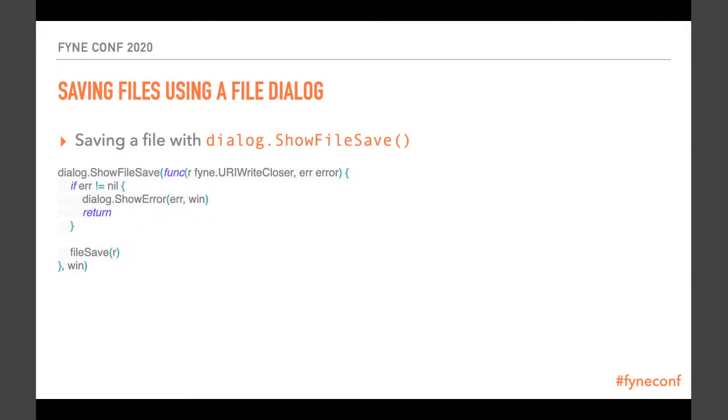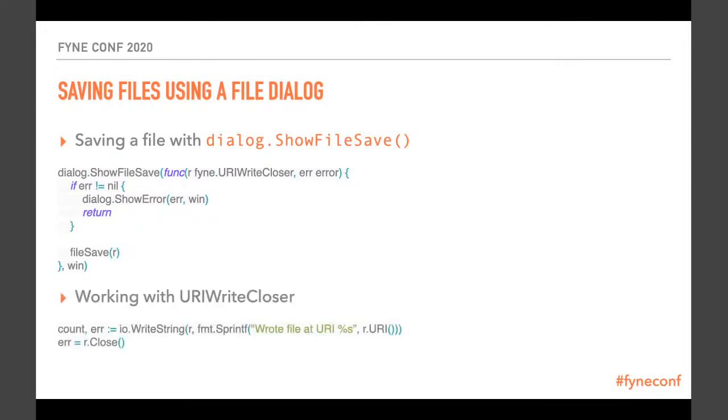So how do we work with this write closer? Well, there shouldn't be any particular surprises here. We're going to be able to write to it using the standard tools in the Go library. Here, we're illustrating with WriteString. So the contents of the formatted string, "wrote file at" and then the result of the URI, are written into the location that the user has selected.